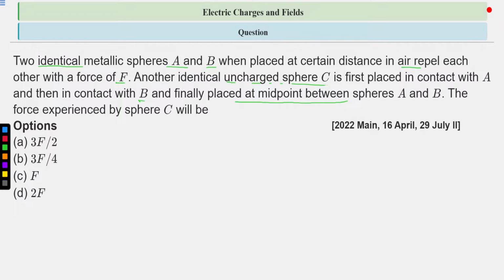Now we have to find the force experienced by sphere C, that is, the net force experienced by C due to A and B both. A and B initially repel each other in air. That means the polarity of charge on A and B is the same. Either they are both positive charges or both negative charges. Options are 3F by 2, 3F by 4, F or 2F. So take some time to think about it.